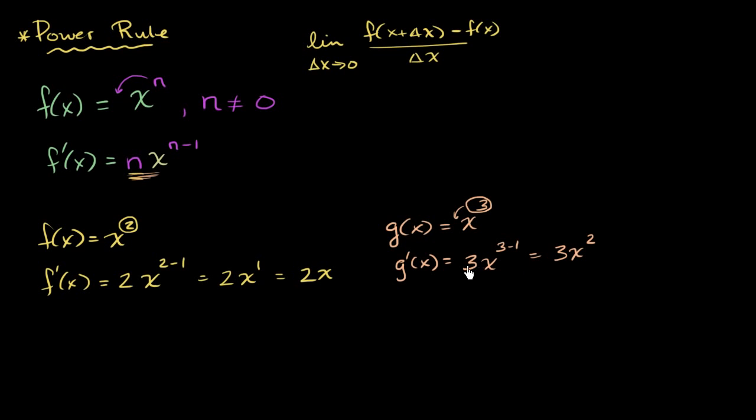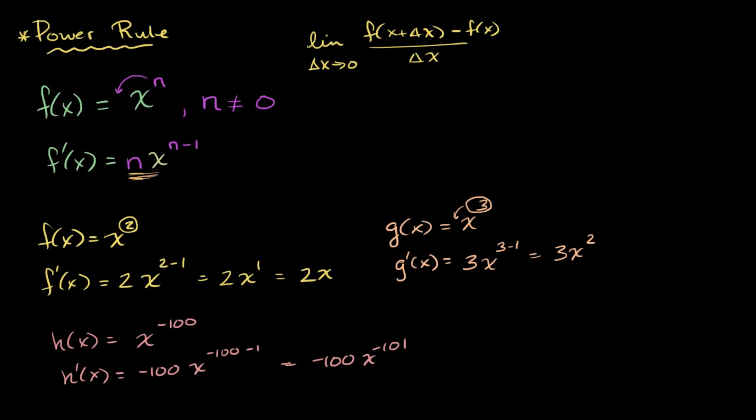And let's do one more example just to show it doesn't have to necessarily apply to only these kind of positive integers. We could have a scenario where maybe we have h of x. h of x is equal to x to the negative 100 power. The power rule tells us that h prime of x would be equal to what? Well, n is negative 100, so it's negative 100x to the negative 100 minus 1, which is equal to negative 100x to the negative 101.